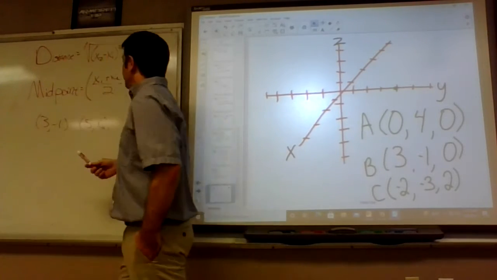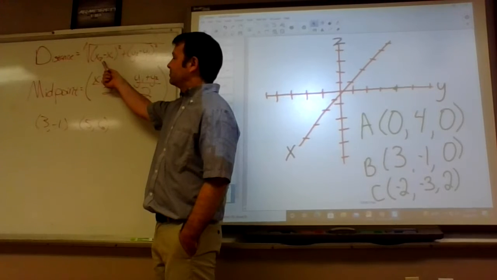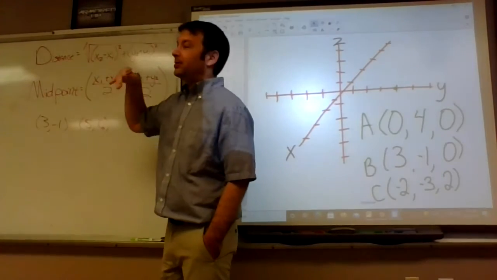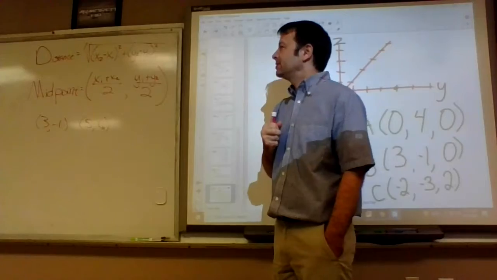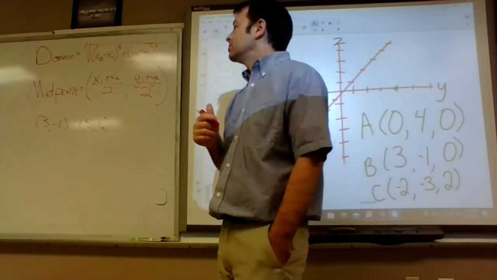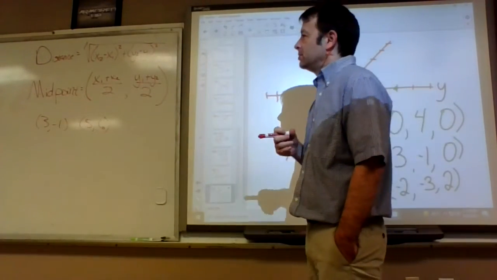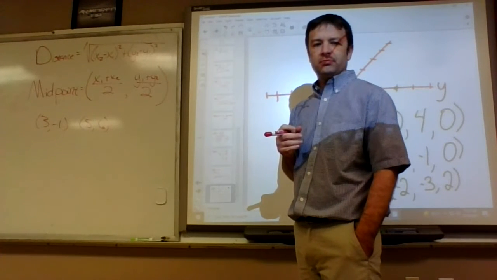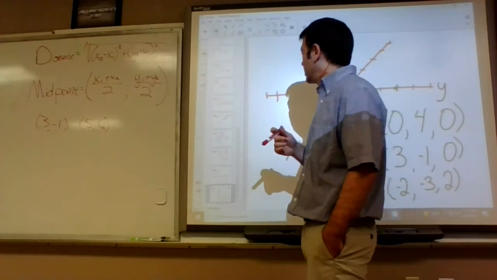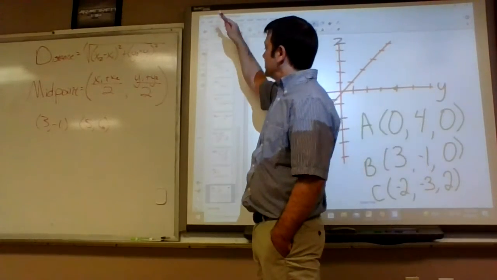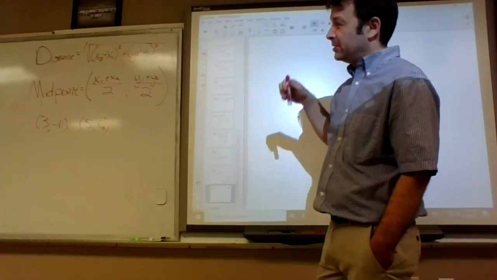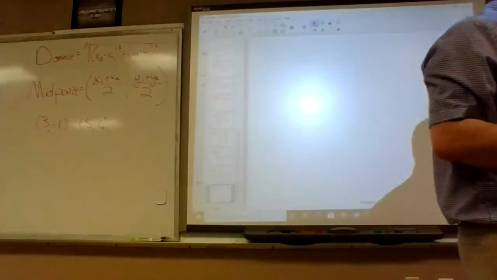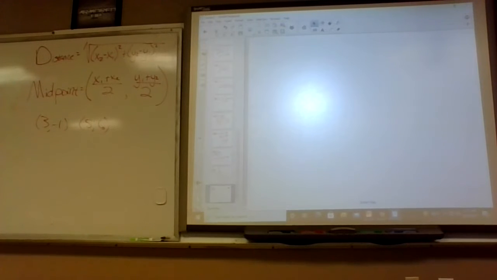If it makes it easier, you might erase these little 2s and 1s. That might make it a little less confusing. Okay, it says find the distance between each pair of points and find the midpoint. So we're using the formulas. Here we go.